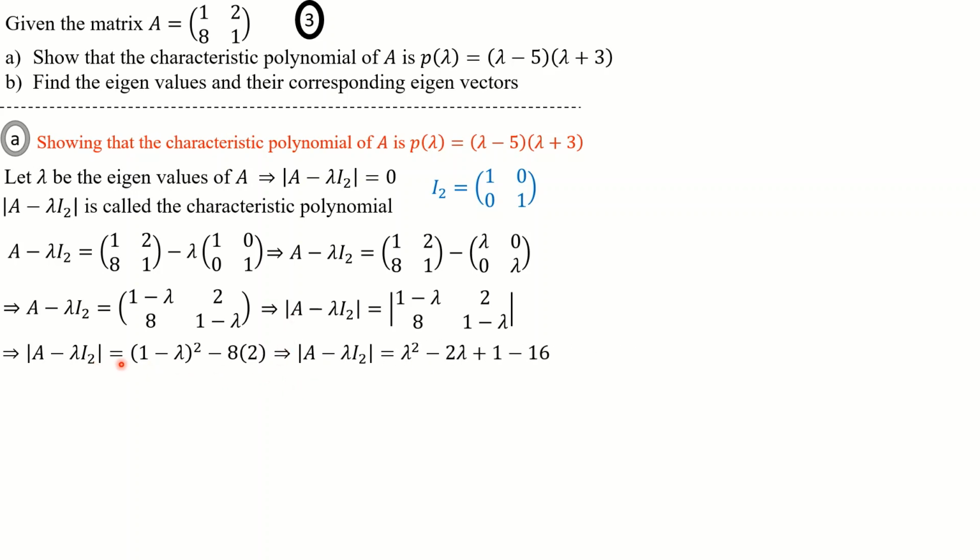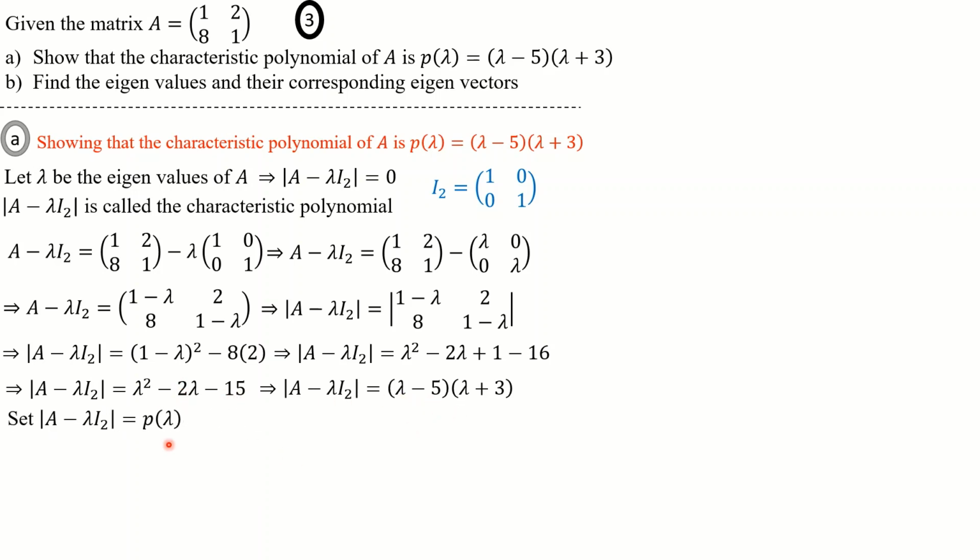From there, we can expand this. We get lambda squared minus 2 lambda plus 1. Then 8 times 2 is 16. And with that, we have lambda squared minus 2 lambda minus 15. It can be factorized into lambda minus 5 times lambda plus 3. These are the factors of negative 15 that when added you get negative 2, and when multiplied you get negative 15.